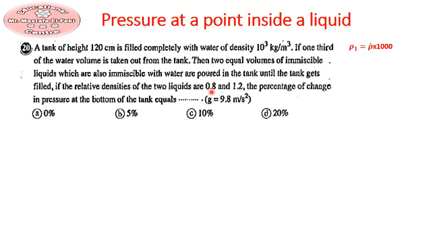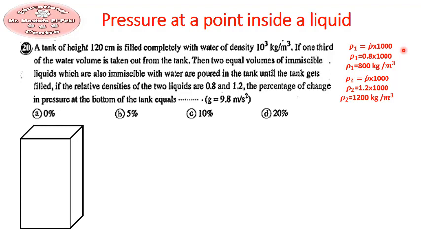So the density equal relative density times 1000. That is equal to 0.8 times 1000 equal 800 kilogram per cubic meter. The density of the second substance equal to relative density times 1000. That is equal 1.2 times 1000 equal 1200 kilogram per cubic meter. In the first case, the tank was completely filled with water.